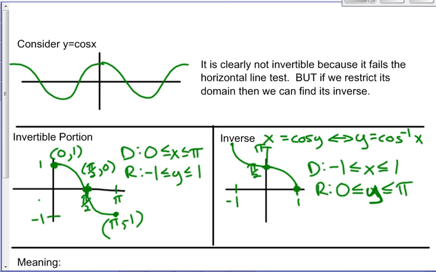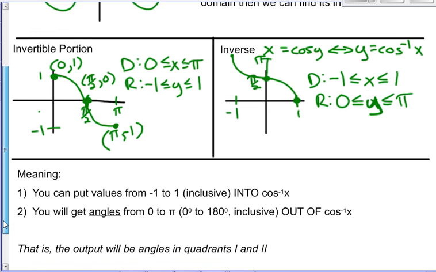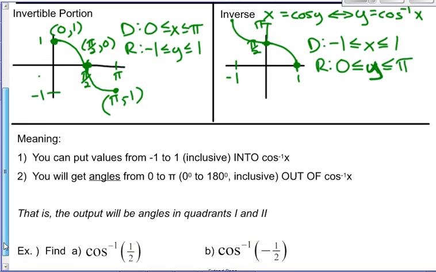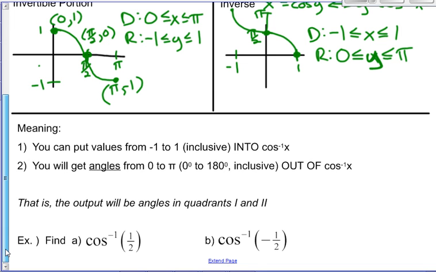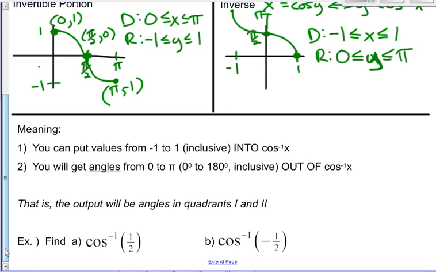So things are a little bit different with the cosine, and that's why we had that difficulty in figuring out what's going on with cosine of negative values. So the meaning here is that you can put in any value from -1 to 1 into inverse cos of x. And what you're going to get out are angles from 0 to 180, or 0 to pi in radians. In other words, the output is going to be angles in these two quadrants, 1 and 2.